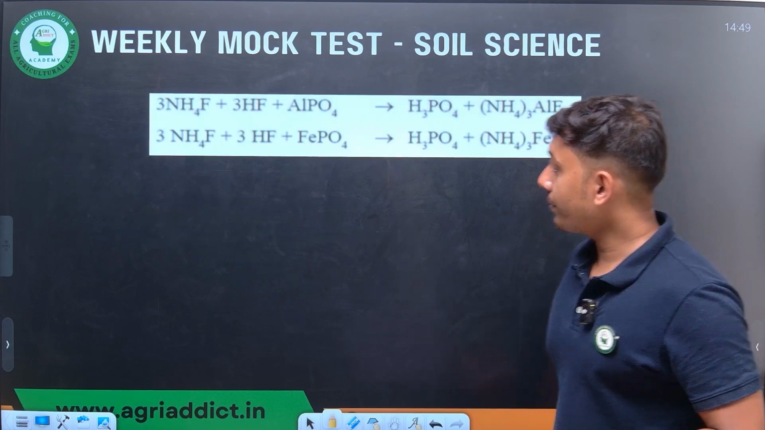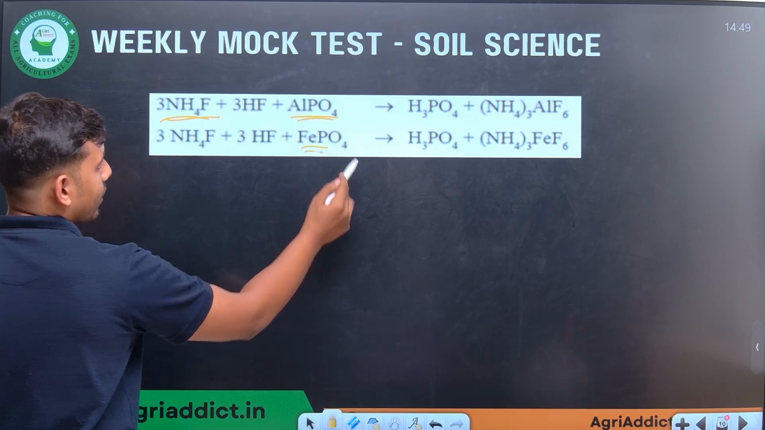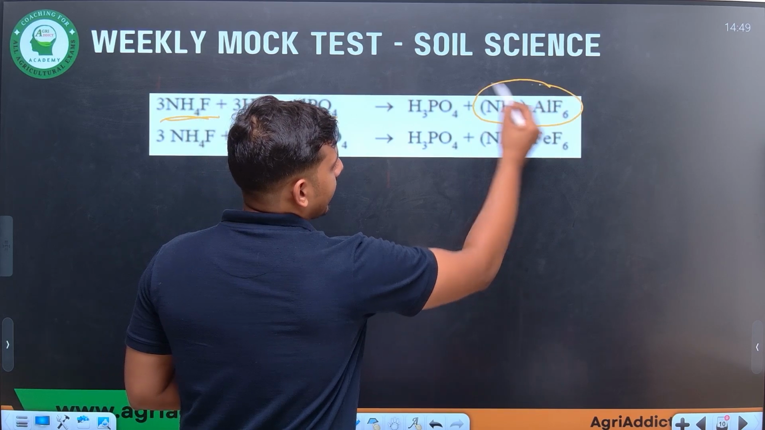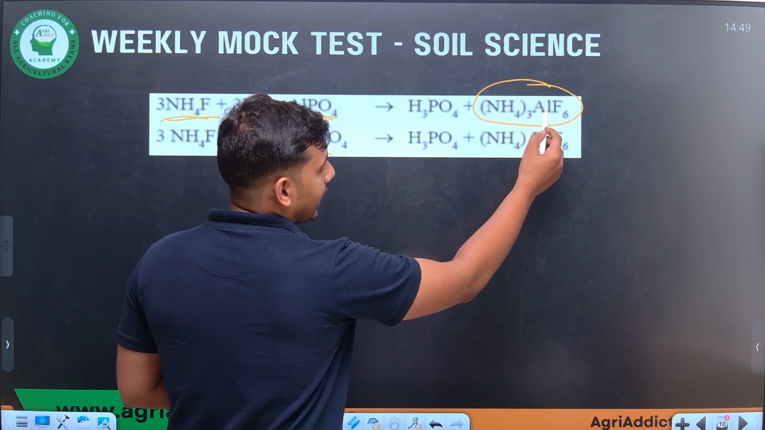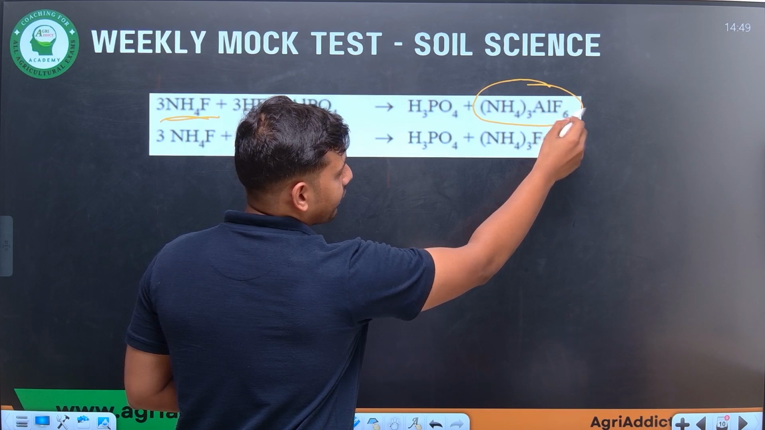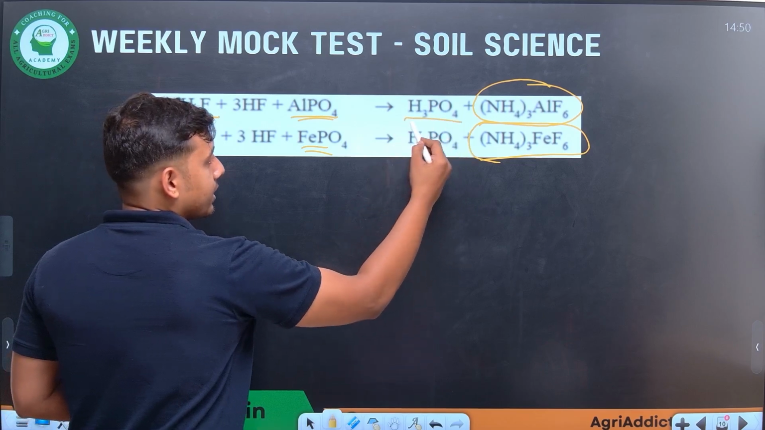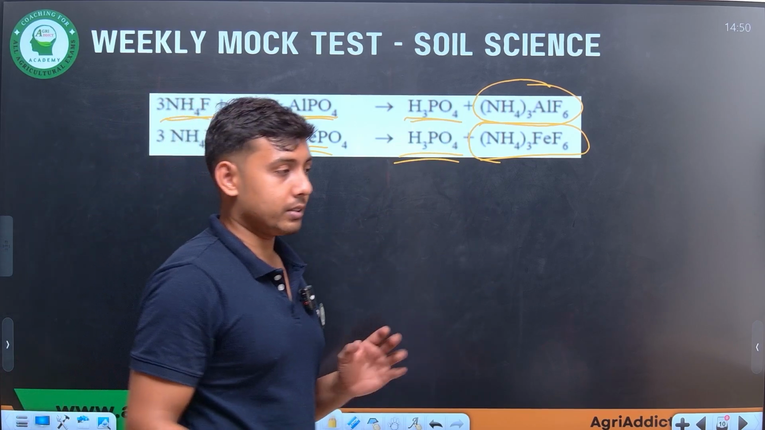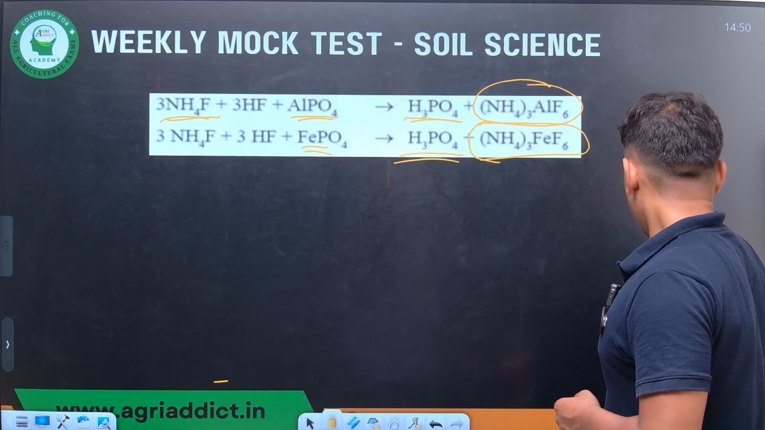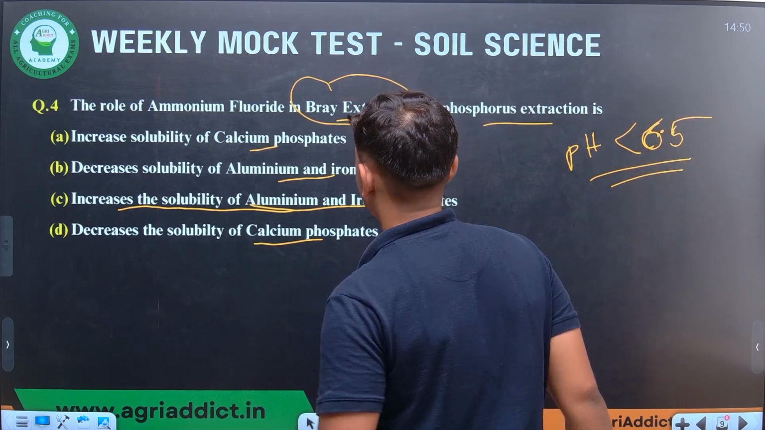So let's see the reaction. This is ammonium fluoride, this is aluminium phosphate, and this is iron phosphate. What happens? This ammonium fluoride will form a complex with aluminium, that is ammonium aluminium fluoride, (NH4)3AlF6. The same happens with iron also. By this, H3PO4, the phosphoric acid, is released into the soil. So this is the mechanism in the Bray extraction or in acid soils. One question can come: what is the pH range where the Bray extraction is followed? That is less than 6.5.